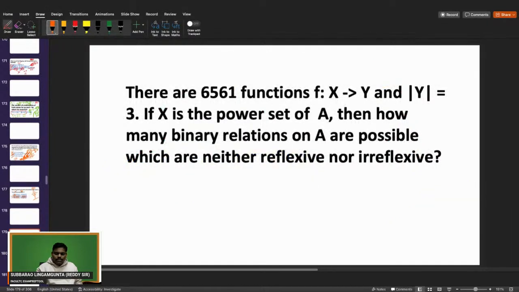Can everyone try this? It is a very interesting problem. There are 6,561 functions F from X to Y. The size of Y is 3. If X is the power set of A, then how many binary relations on A are possible, which are neither reflexive nor irreflexive?